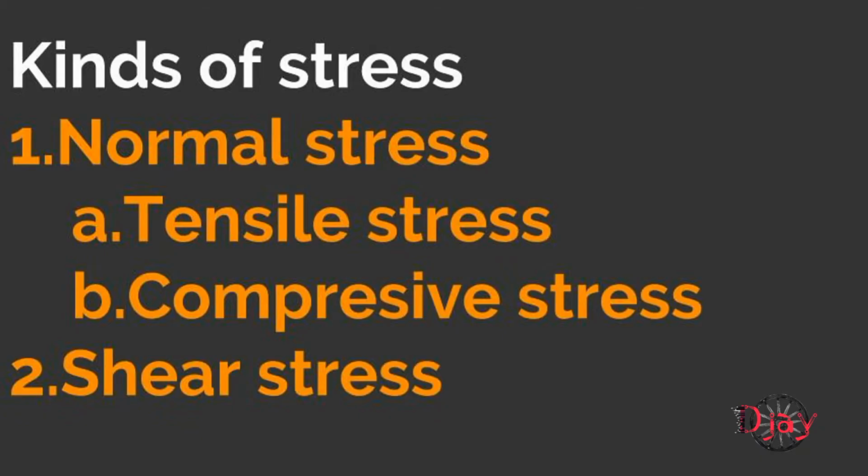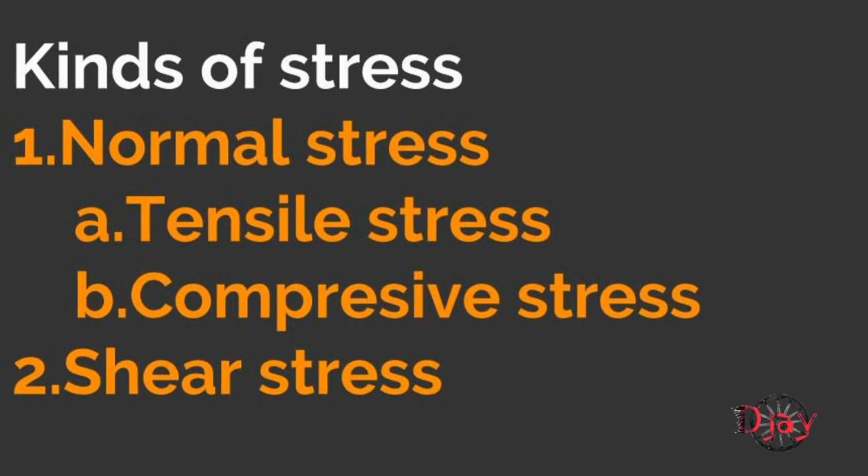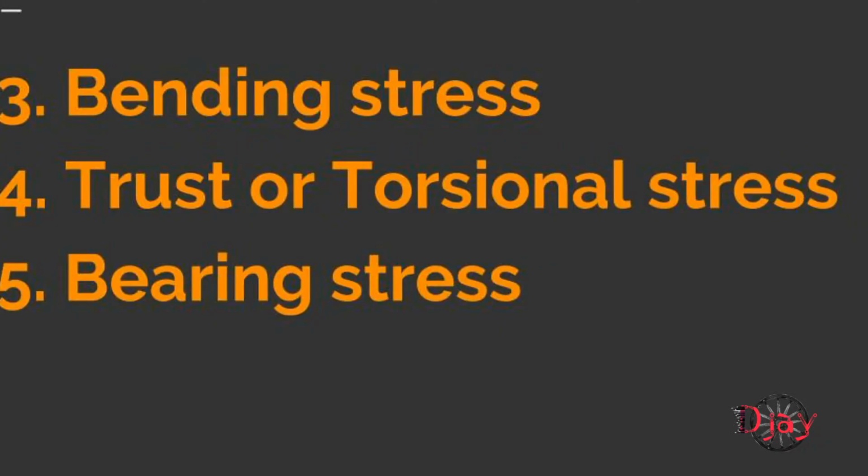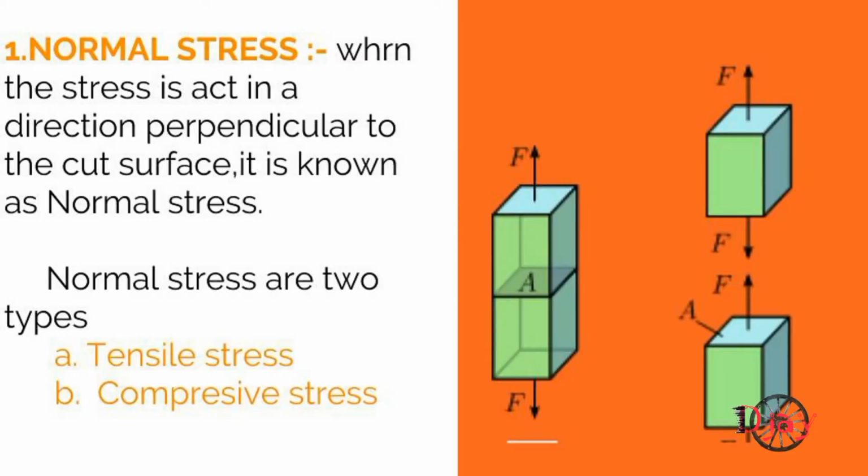Kinds of stress. 1. Normal stress. In normal stress we have two types. They are A. Tensile stress, B. Compressive stress. 2. Shear stress. 3. Bending stress. 4. Thrust or torsional stress. 5. Bearing stress.